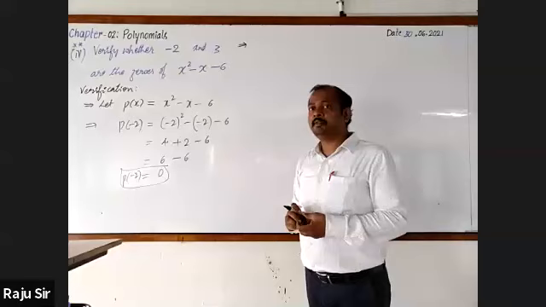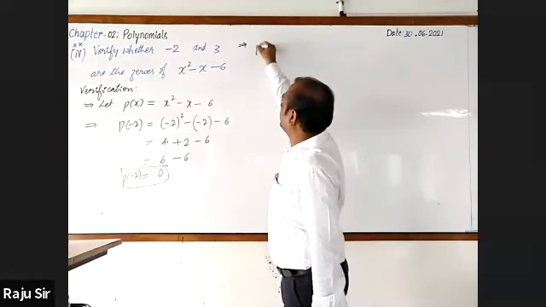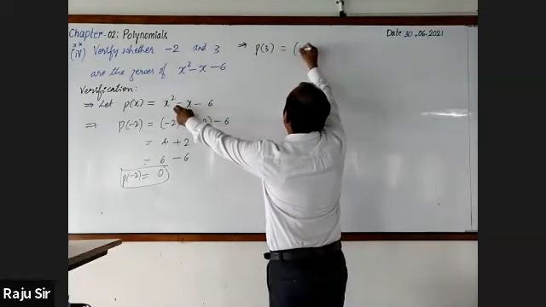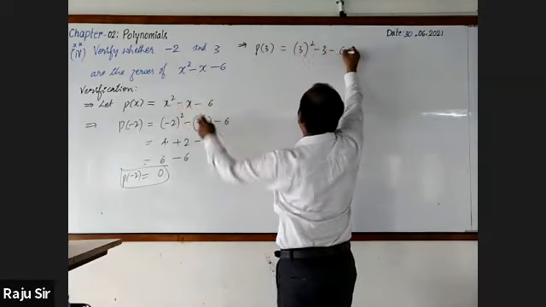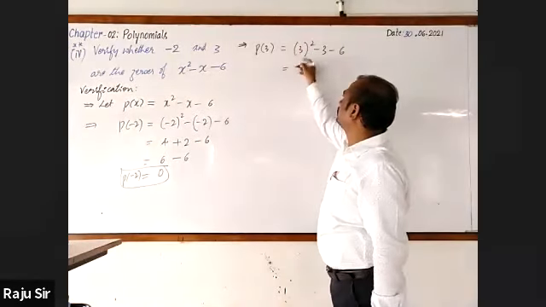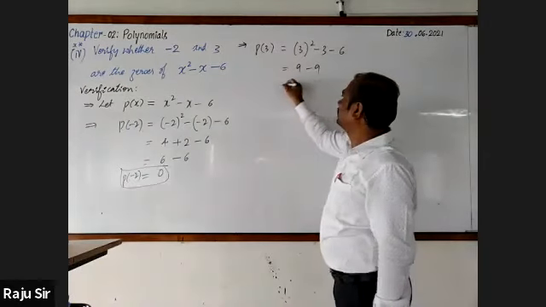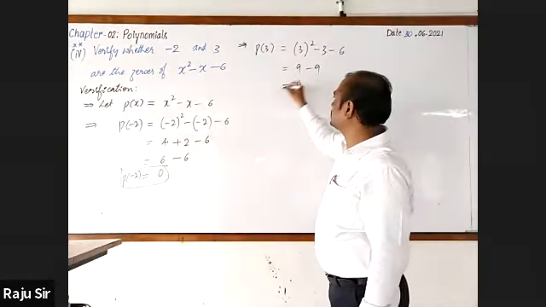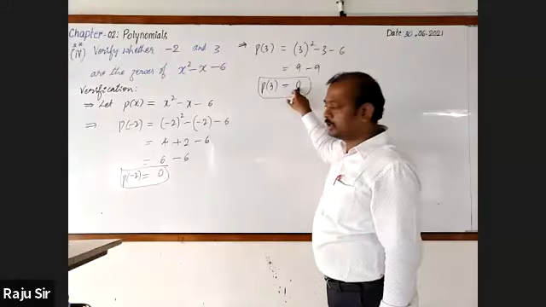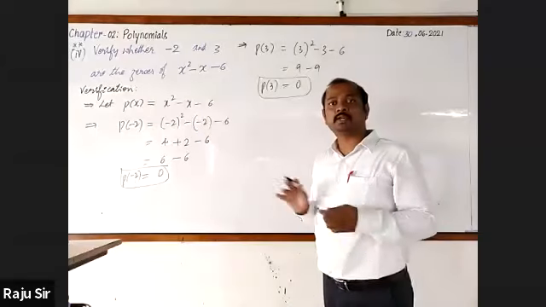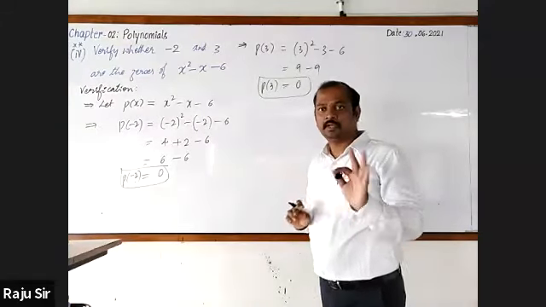P of 3. You substitute 3 in place of x. So 3 whole square minus 3 minus 6. It is equal to 3 square is 9, minus 3 minus 6 is minus 9. 9 minus 9 is 0. Here, both P of 3 and P of minus 2 are 0. Therefore, minus 2 and 3 both are the zeros of the given polynomial. Clear?